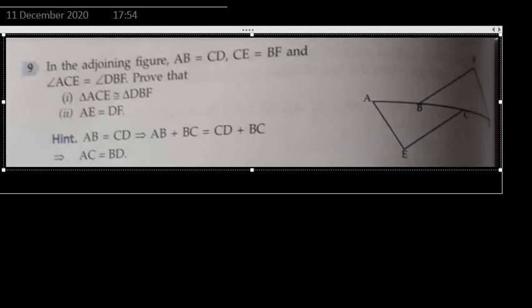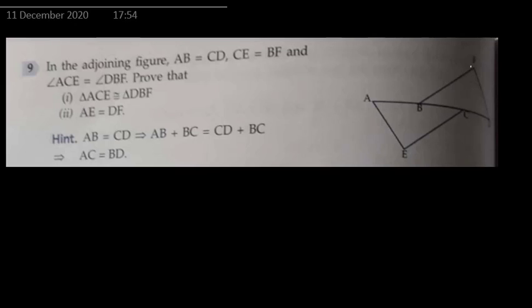Okay, ninth question. In the adjoining figure, AB equal to CD. So this part AB and this part CD, you can see they are equal. This part CE and this side BF are equal. And angle ACE and here this is point D, DBF, these two angles are equal. So this angle and this angle are equal.